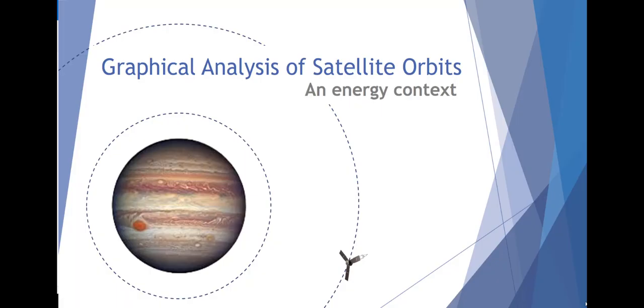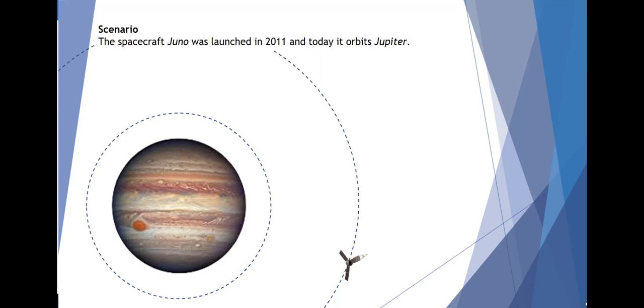Welcome. In this video, I'll be looking at the graphical analysis of satellite orbits. In particular, we'll be looking at the context of energy changes. So we have here a visual of a spacecraft, Juno, that was launched in 2011, and it today orbits Jupiter. It was one that was launched by NASA.